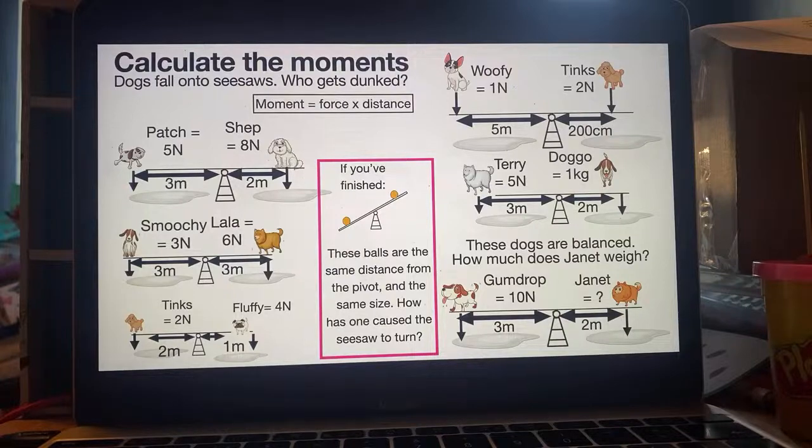And finally, the last question, number 6. The dogs are balanced, so the seesaw is not moving. It is, if you like, in equilibrium. Gumdrop is 10 newtons in weight and 3 meters away from the pivot on the left-hand side. And Janet, we don't know their weight, but they're 2 meters away from the pivot. Can you please tell me, how much does Janet weigh?